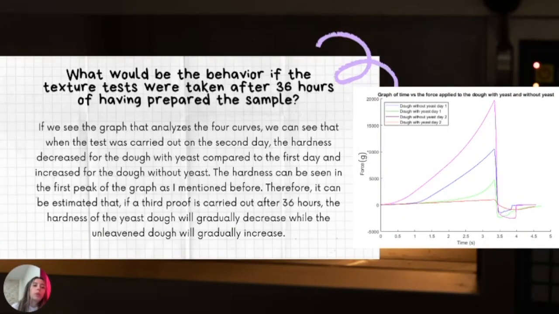What will be the behavior if the texture test were taken after 36 hours of having prepared the sample? If we see the graphic that analyzes the four curves, we can see that when the test was carried out on the second day, the hardness decreased for the dough with the yeast compared to the first day, and increased for the dough without the yeast. Also, the hardness can be seen in the first peak, as I mentioned before.